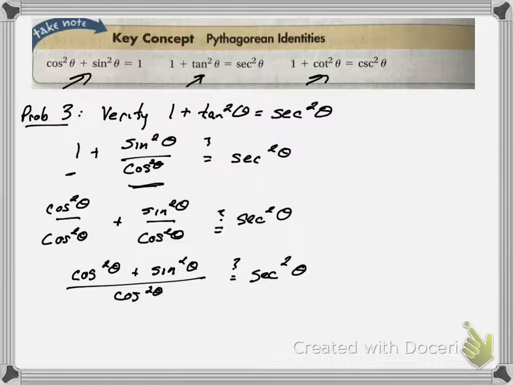Well, if you look right above, cosine squared theta plus sine squared theta equals 1. So that gives me 1 over the cosine squared theta. Does that equal secant squared theta? Again, what do we know? We know that secant of theta equals 1 over the cosine, so obviously secant squared theta equals 1 over the cosine squared theta. So we're good there.